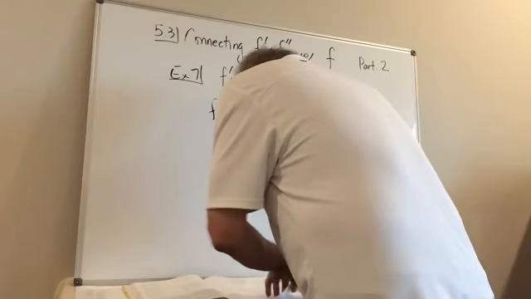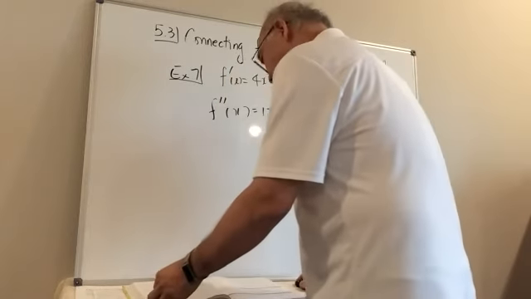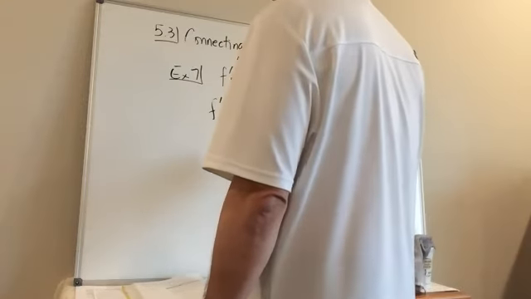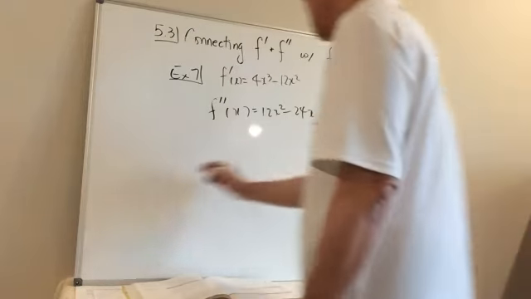Okay, D, sketch a possible graph for that. And the possible graph is going to look like what? So I'm concave up between 0 and 12.